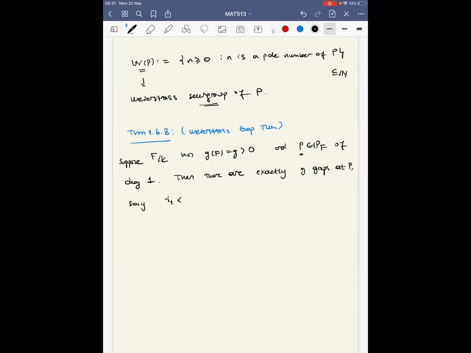And let me denote them by i1, i2, up to ig, which are in increasing order, with initial term 1 and the last gap number is bounded above by 2g minus 1.